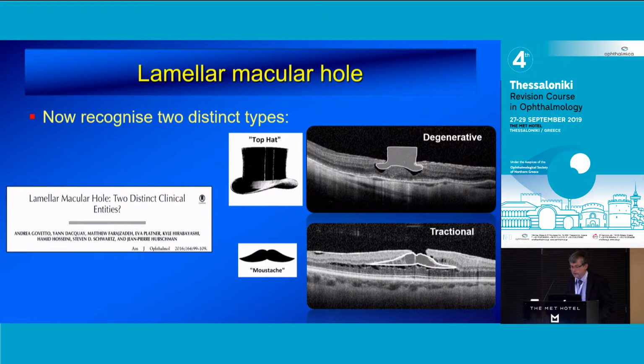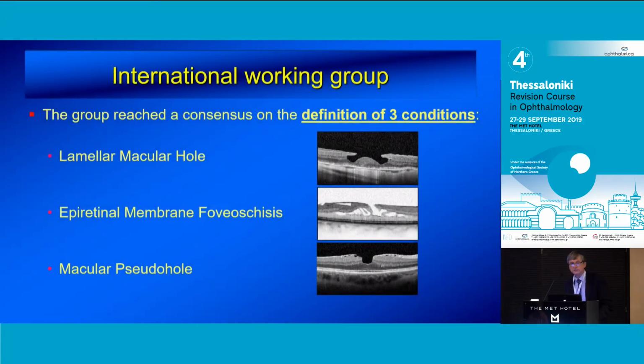An international working group was convened to look at these and to see if they could identify the diagnostic criteria for these different types of lamellar hole. They're not just one type of lamellar hole, there are different types. And they identified 3 types: the lamellar macular hole, what they call an epiretinal membrane foveoschisis, and the macular pseudohole.